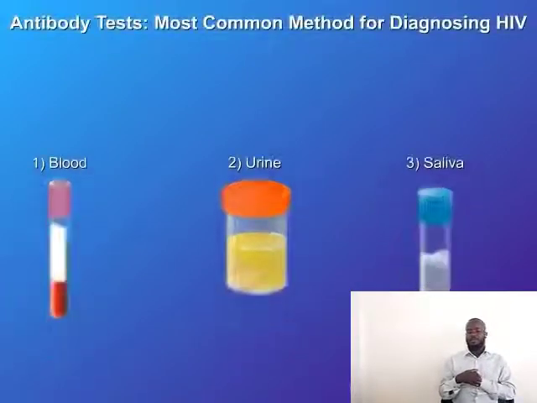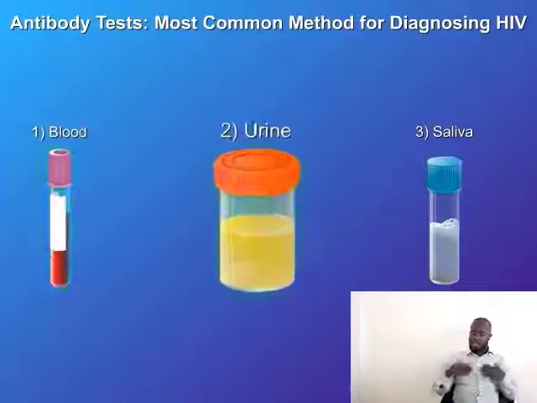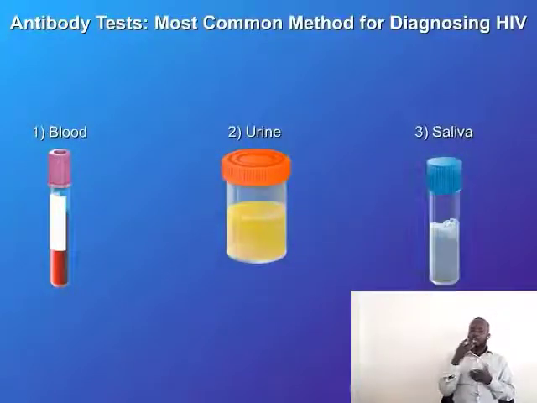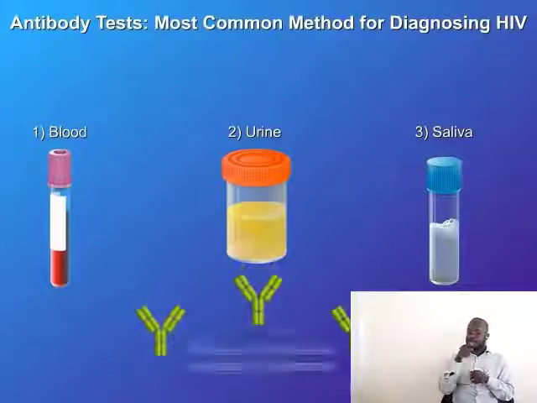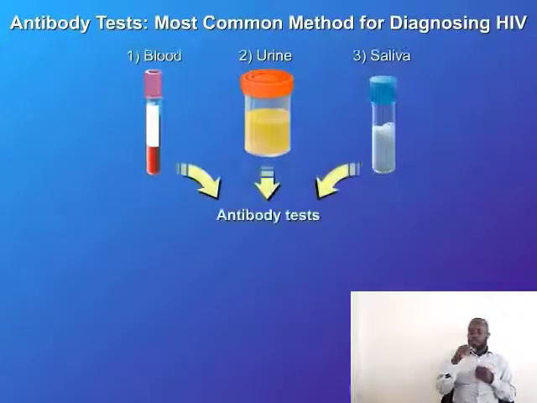An antibody test is the most common type of test used to diagnose HIV. Antibody tests look for HIV antibodies in blood, urine, or saliva. If antibodies to HIV are detected, it means you have been infected with HIV. Antibody testing is a two-step process.